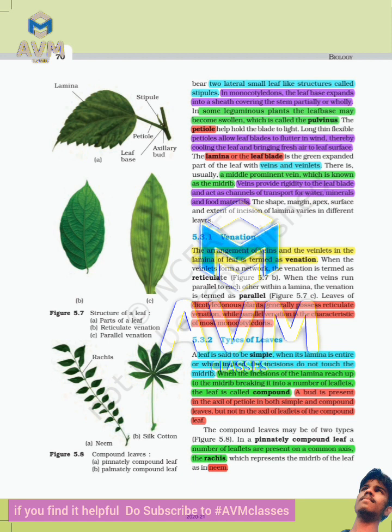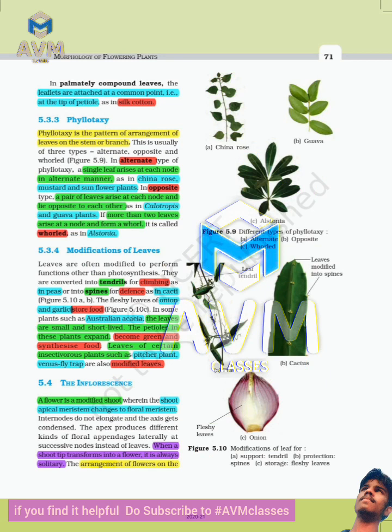The compound leaves may be of two types. In a pinnately compound leaf, a number of leaflets are present on a common axis, the rachis, which represents the midrib of the leaf as in neem. In palmately compound leaves, the leaflets are attached at a common point, that is at the tip of petiole, as in silk cotton.